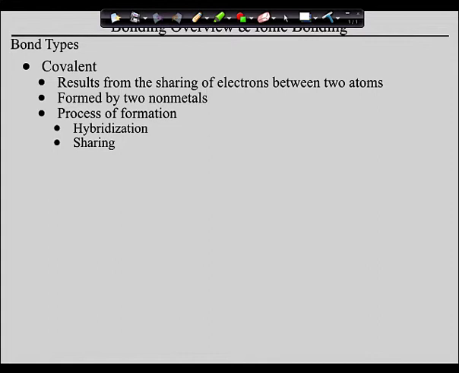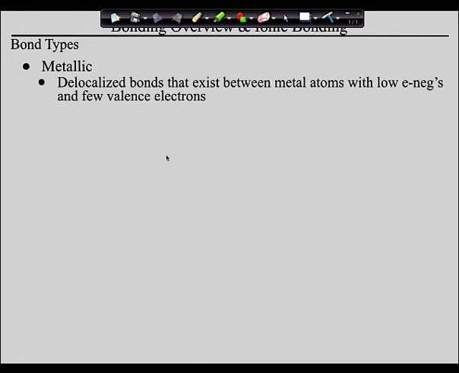Okay, you guys okay there? And again, hybridization is something we're going to talk about in this unit for the first time. It's actually pretty cool. You good? And then guys, finally metallic. You ready?